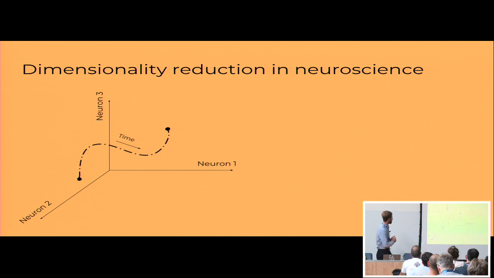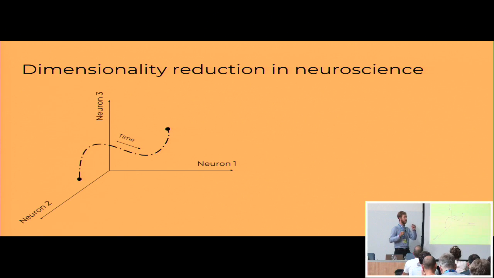So again, to further illustrate the idea of doing dimensionality reduction on neural data, suppose we record the activity of 3 neurons over time. At every point in time, we get a point in this 3-dimensional neural space, which is the activity of these 3 neurons at a given point in time, right? And you can stop me anytime and ask questions if you have them, so don't be shy. So we have this trajectory through neural space.